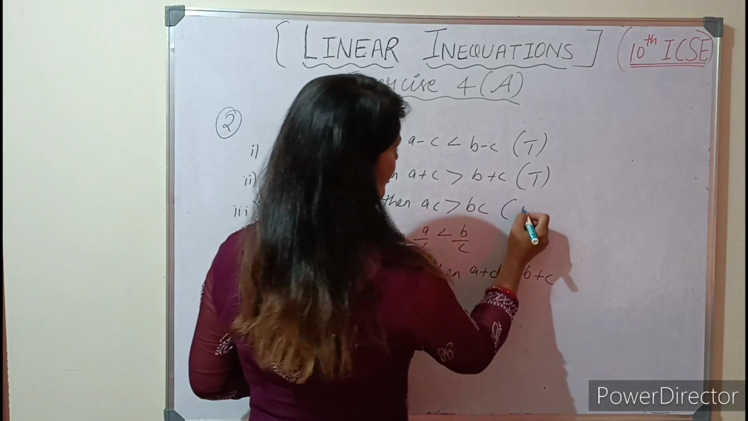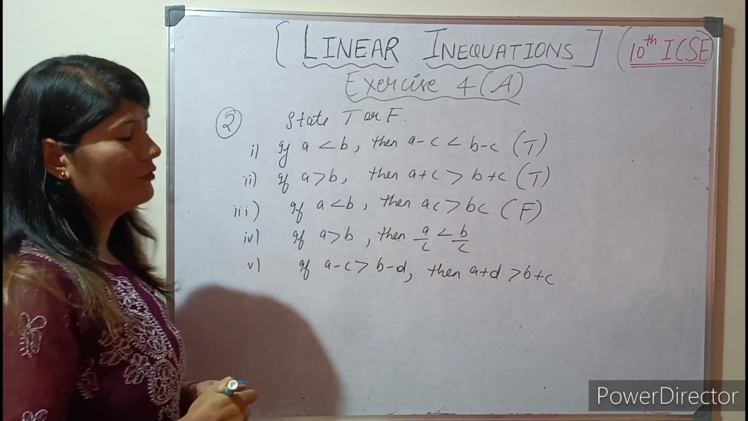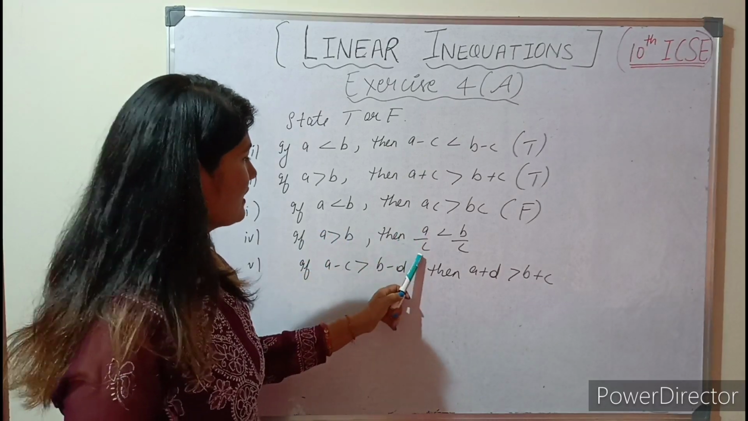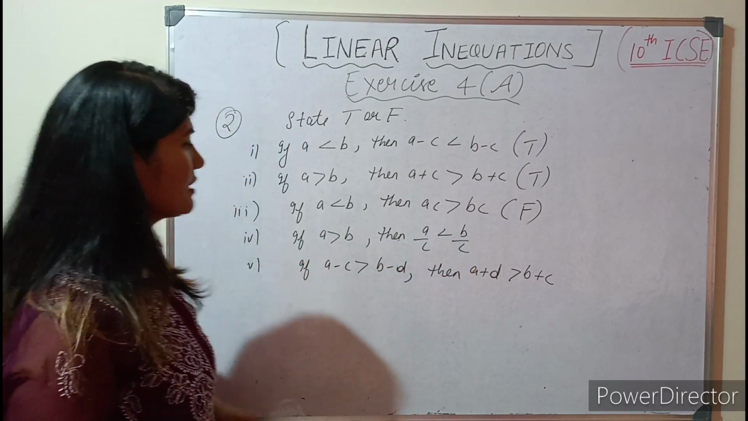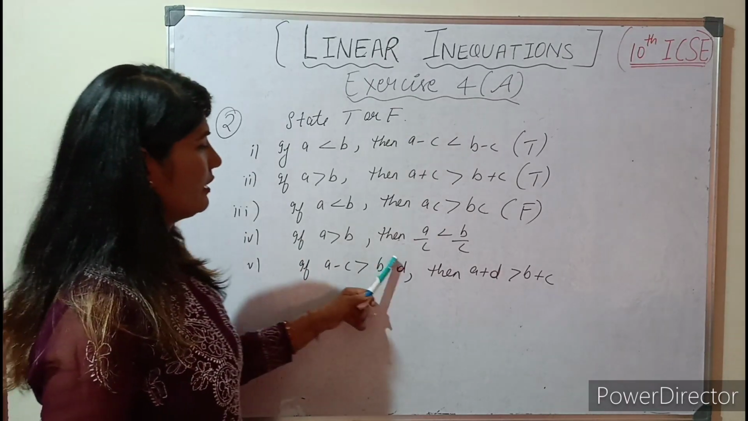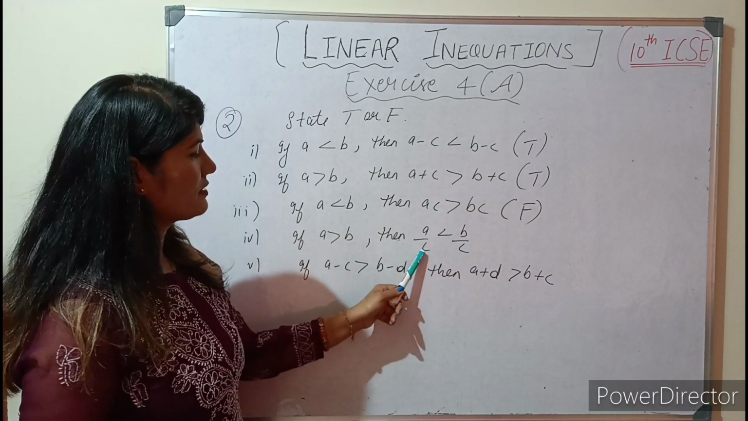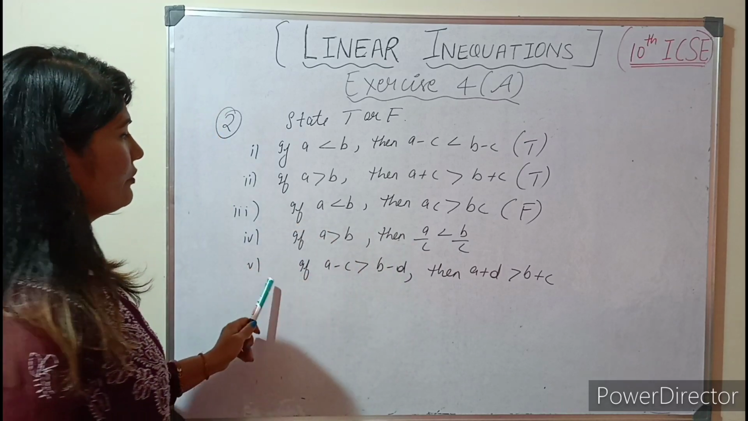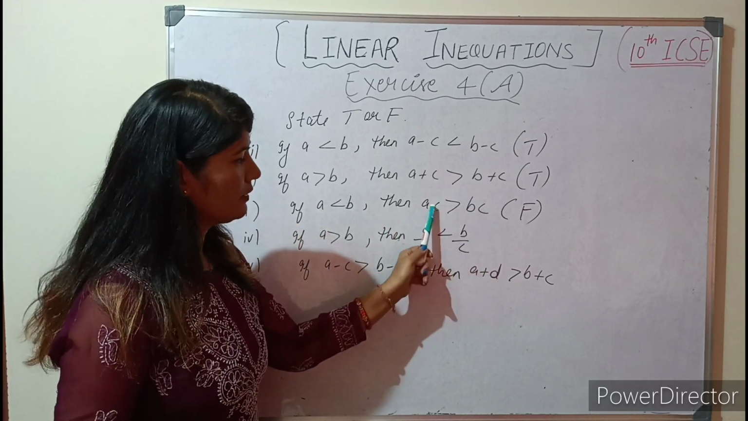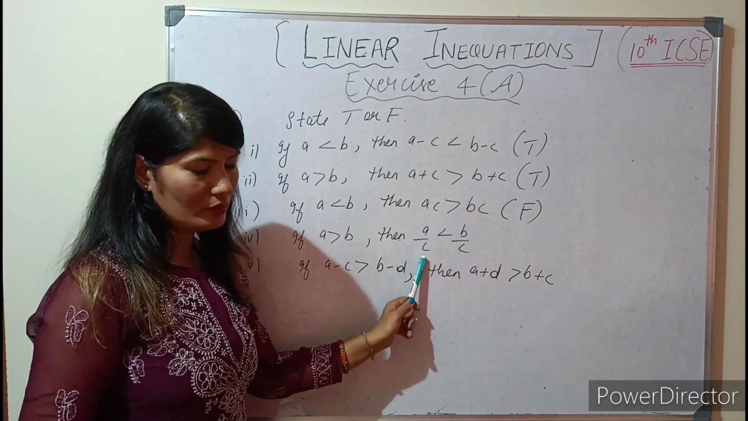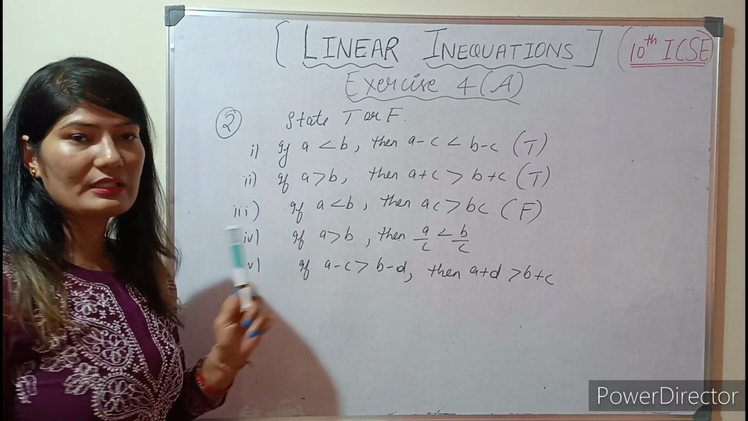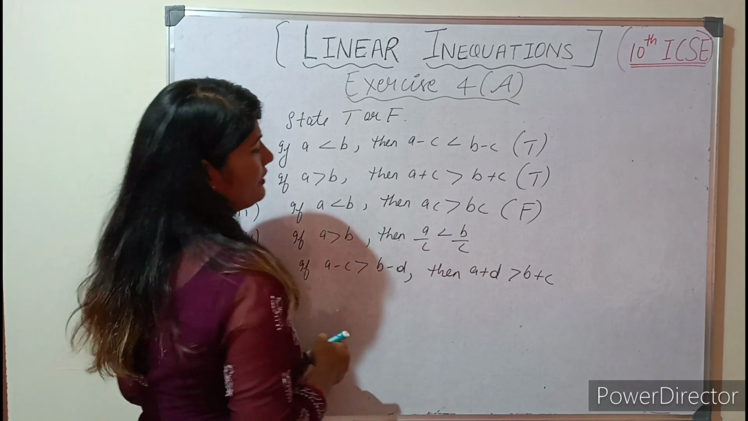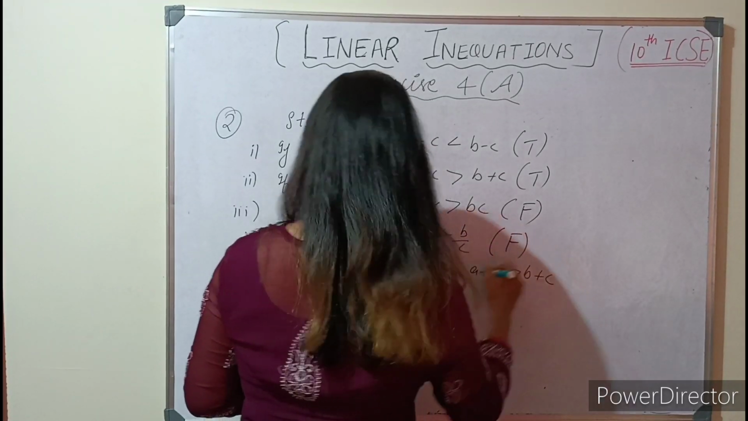So this is false. Now fourth part, if A is greater than B, then A by C is smaller than B by C. So here again they have done division. They have divided by the same positive number both the sides. So again I told you whenever we multiply or divide by the same positive number, in this case the sign will be the same. So here if you compare, the sign is different. So hence this is also false.